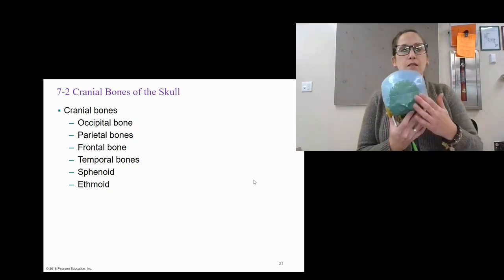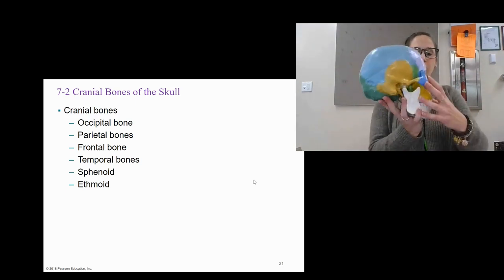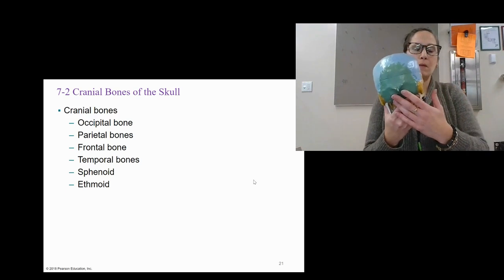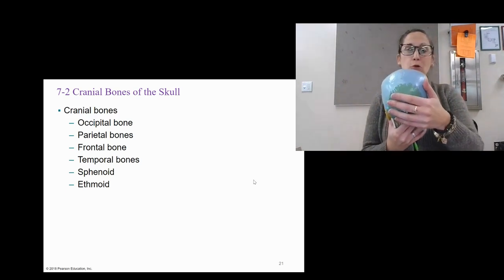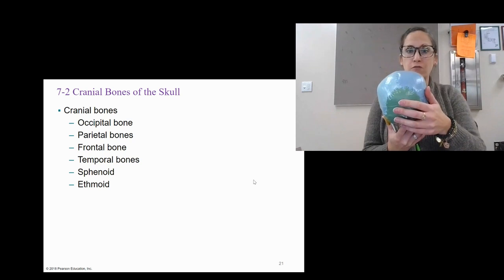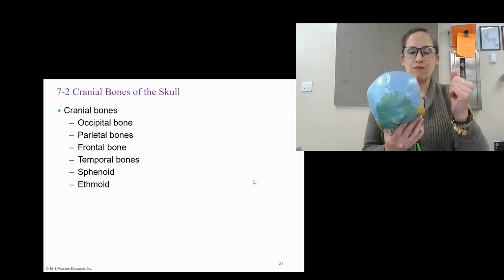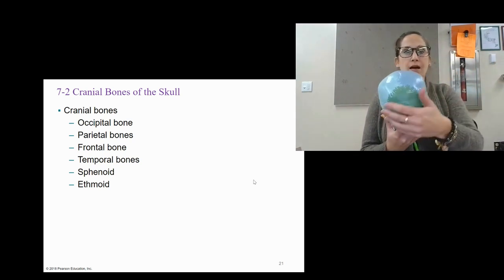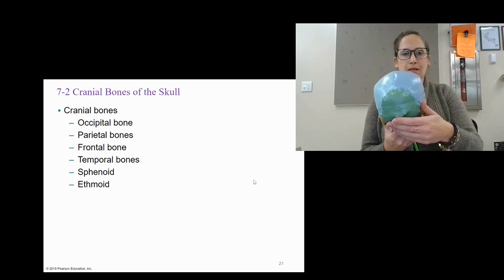That is located in the posterior portion of your skull. So here's our skull. That's your occipital bone. That is covering the occipital lobe of your brain, which is where you see from. So technically speaking, you do have eyes in the back of your head. So you'll have that one occipital bone in the back.